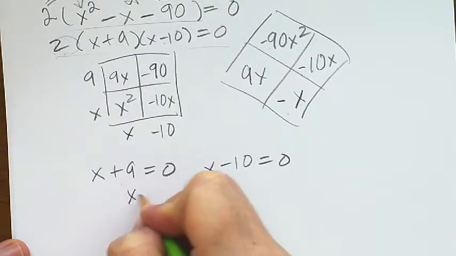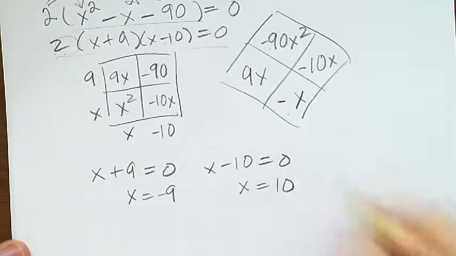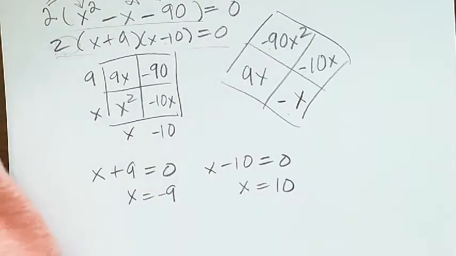If x plus 9 is 0, x equals negative 9. If x minus 10 is 0, x equals 10. And that should be enough to get you through this exercise.